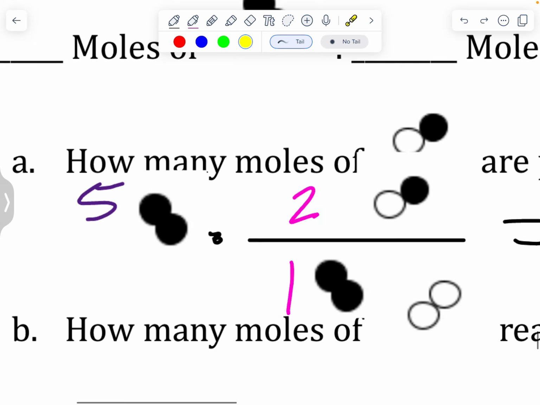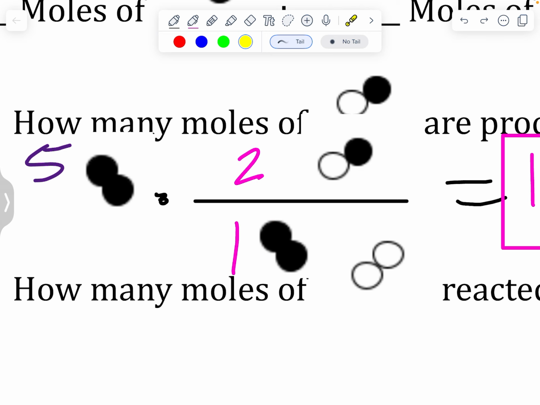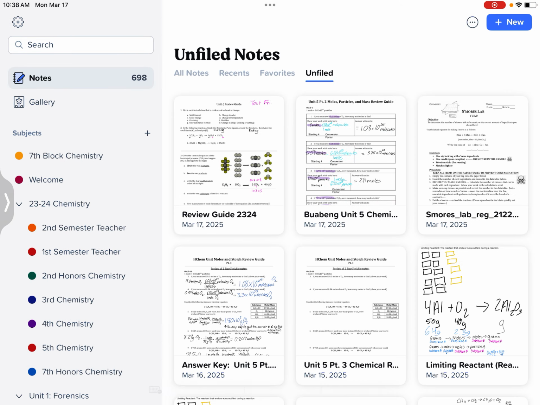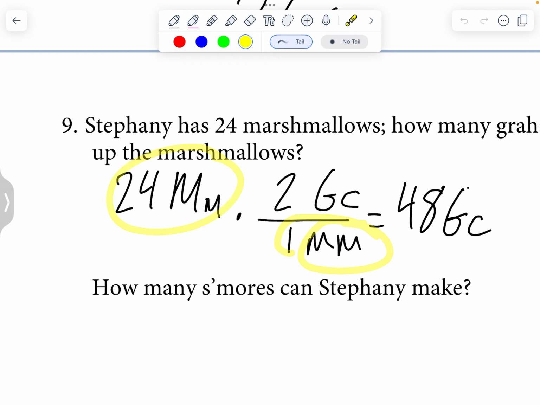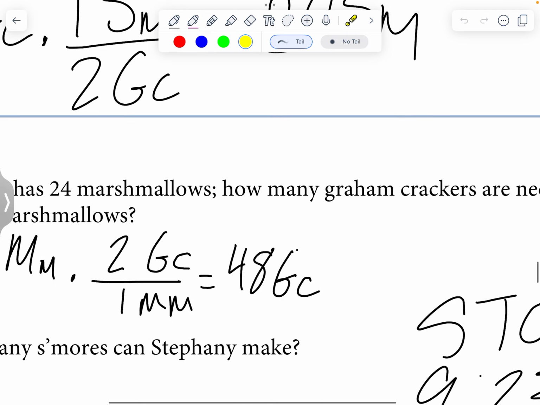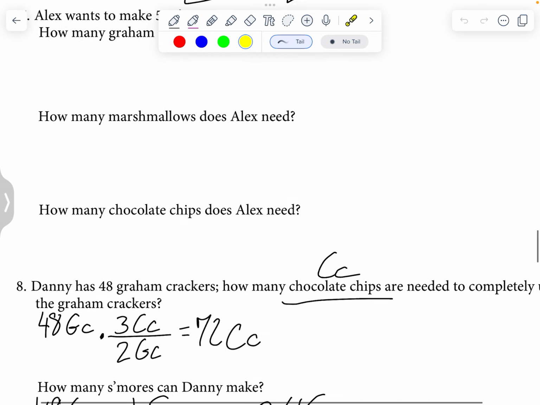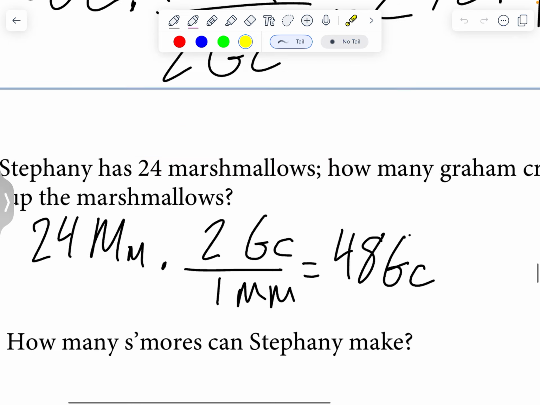Same idea as with s'mores, right? Going back to the s'mores, if I had here 24 MM, I'm going to bring that unit down and I'm going to put MM. What am I trying to solve for? Graham crackers. So I'm going to put GC on top. Now, how many GCs do I have in my balanced equation? I have 2 GCs. How many MMs do I have in my balanced equation? 1. So it's the same idea, okay? What you have goes at the bottom, and what you need to solve for goes on the top.